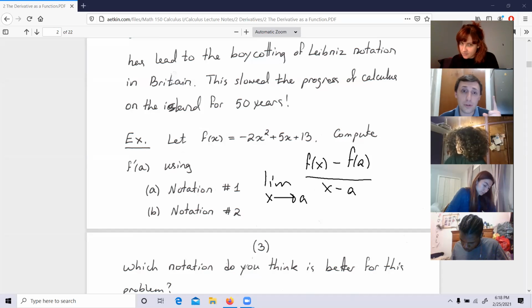And if you're done with the first notation, calculate it using the second notation.